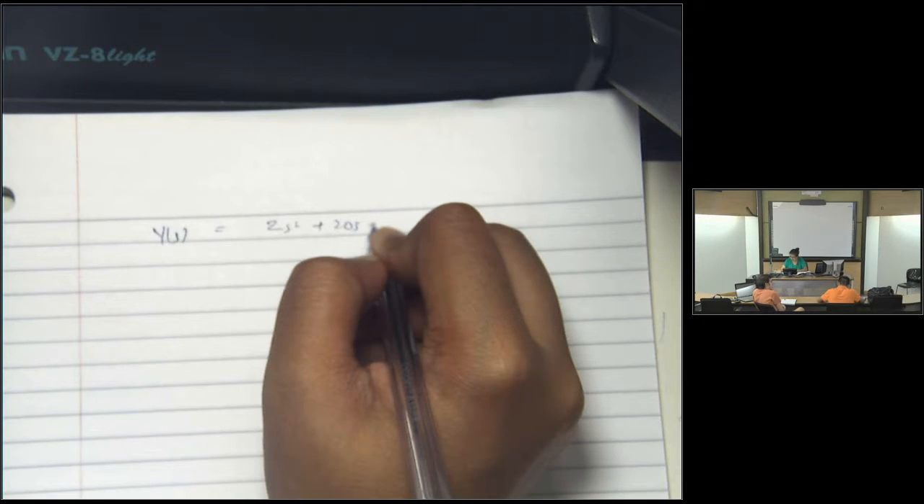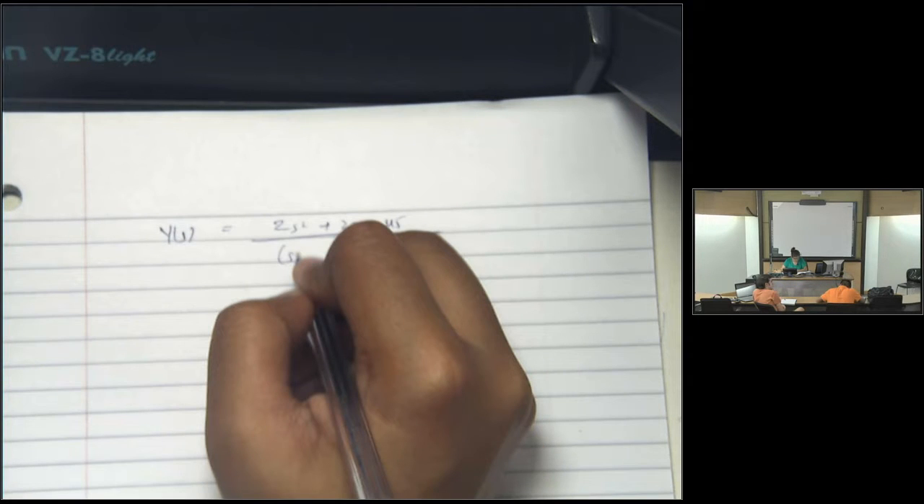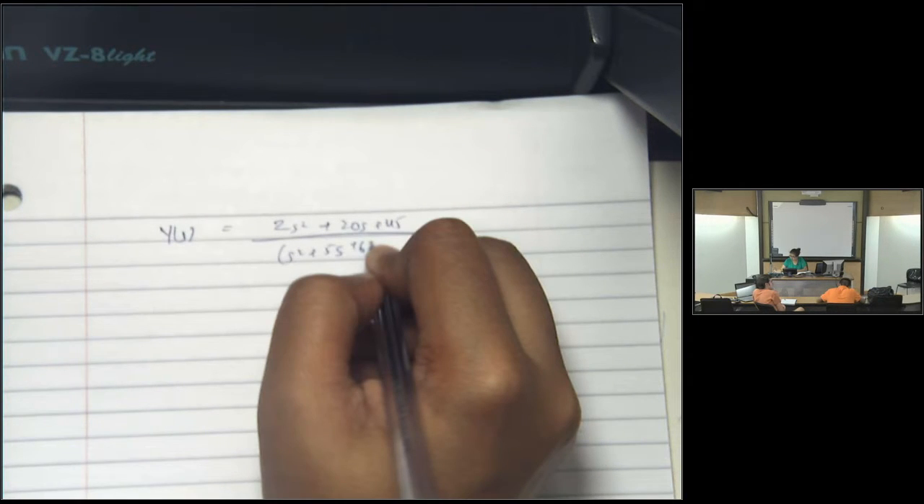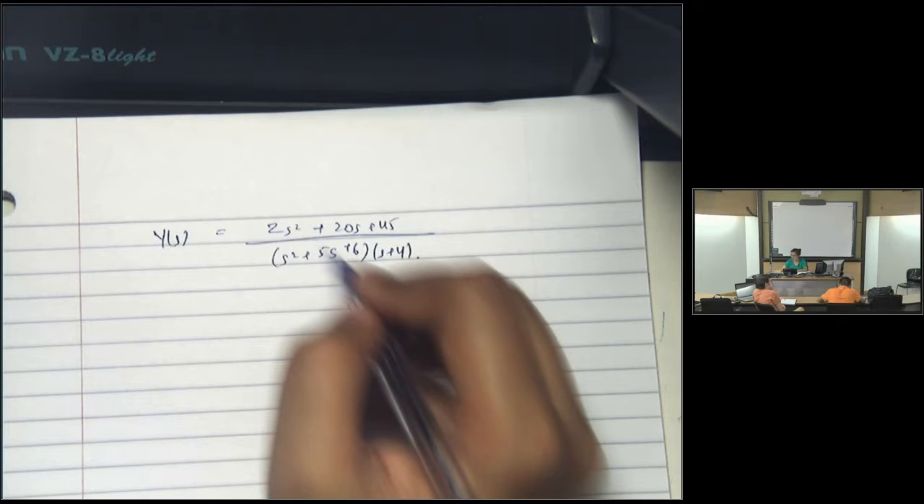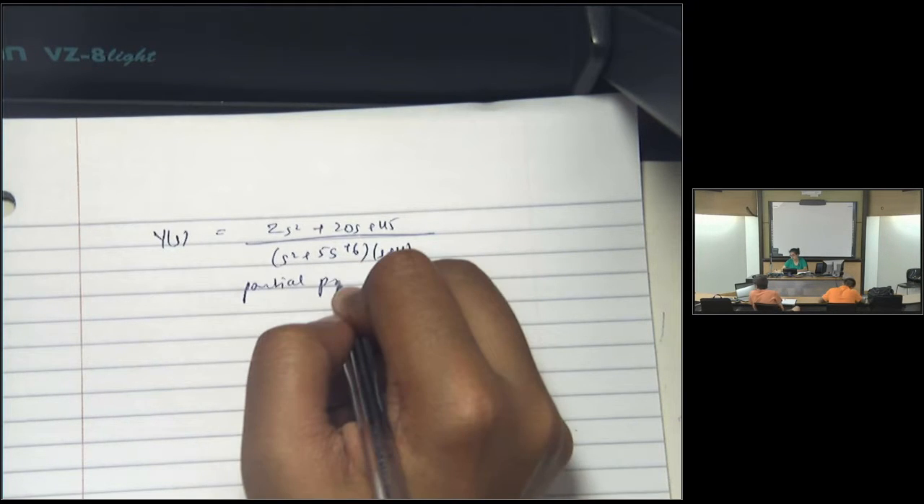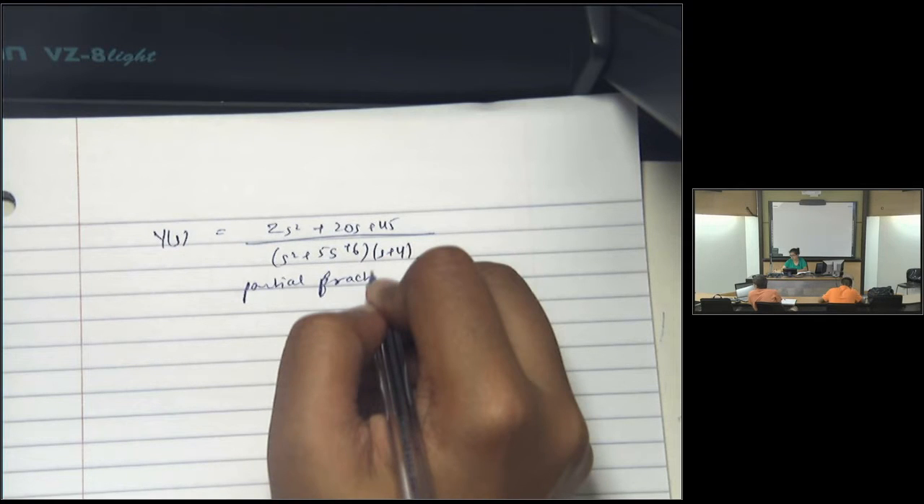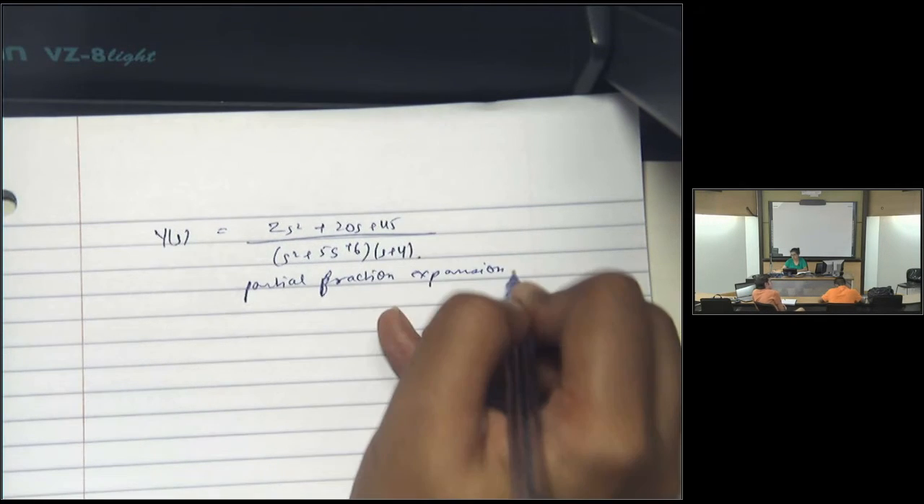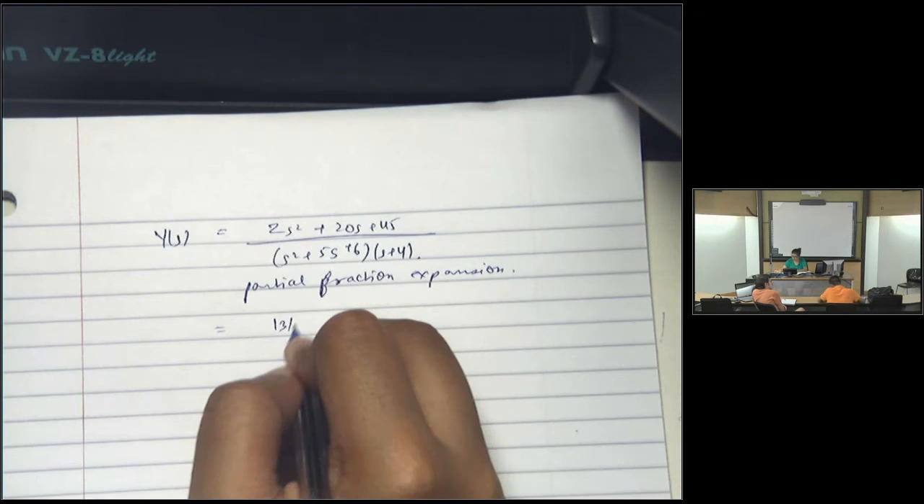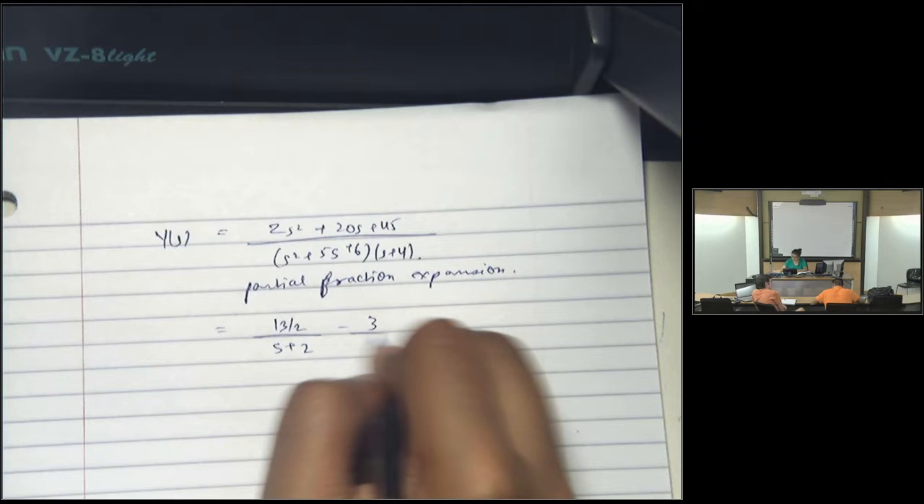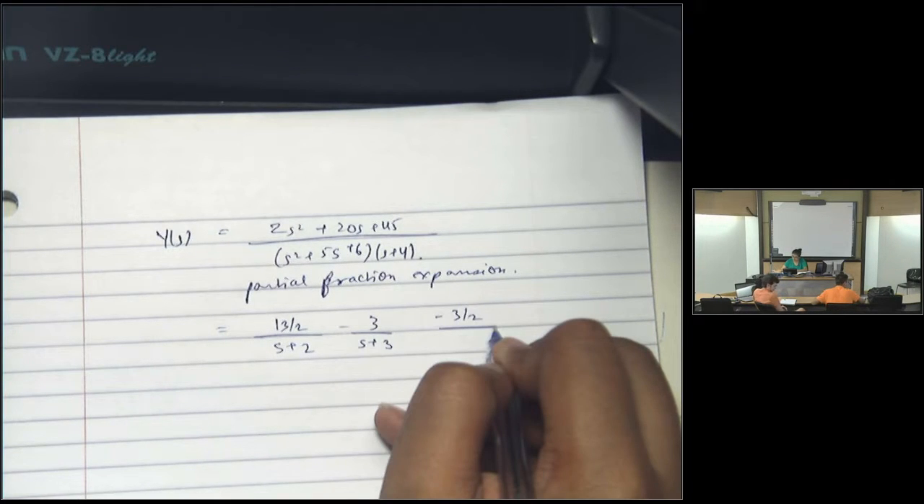Now, moving on, my final equation looks like Y(s) is equal to (2s square plus 20s plus 45) and so on. And then I do my partial fraction expansion. This will give me a result of (13/2) over (s plus 2) minus 3 over (s plus 3) minus (3/2) over (s plus 4).